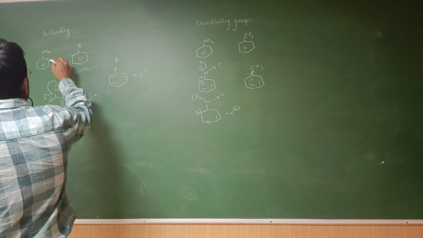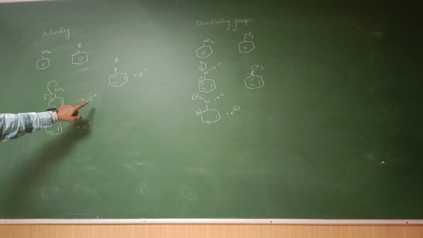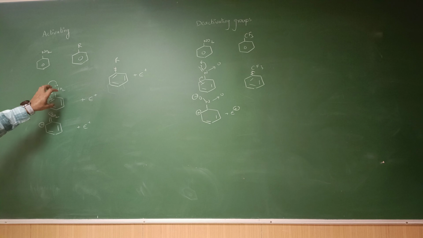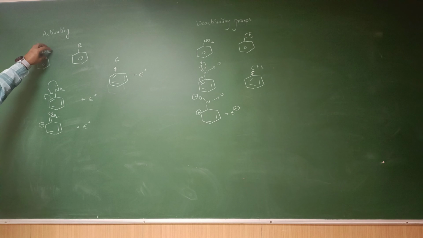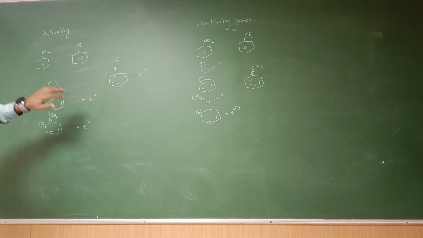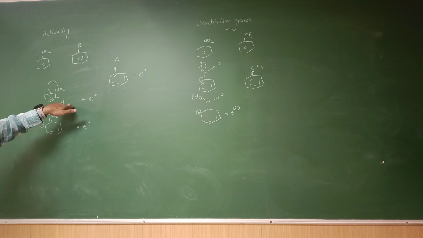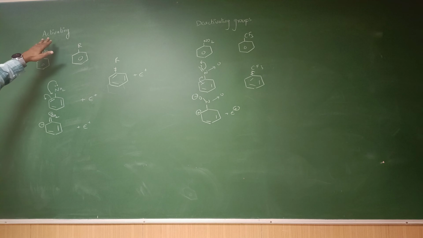Suppose you have aniline, that is NH2 group attached to benzene. Now if a next electrophile is trying to attach on the same benzene ring, will this NH2 group help or will it hinder? That is the question. If it is helping in making the next electrophilic attack easier, then it is called activating group. If it is not helping, then it is deactivating group.